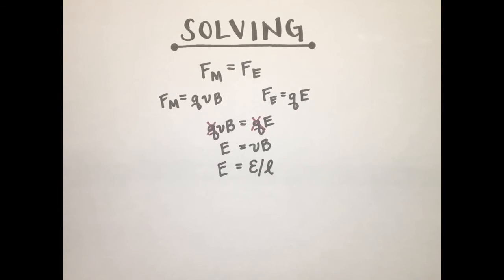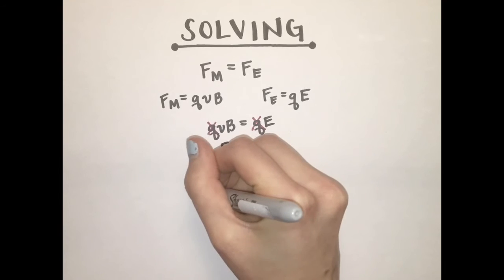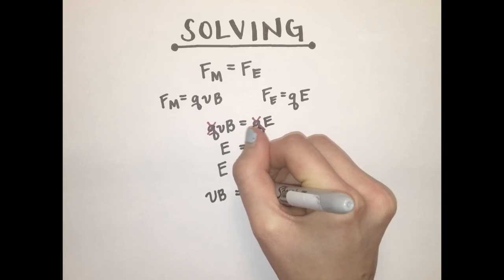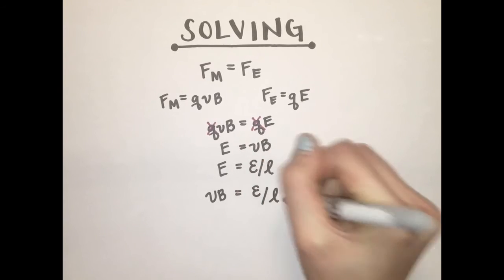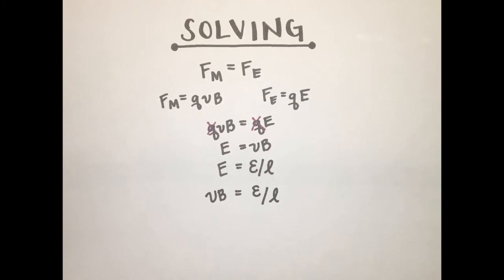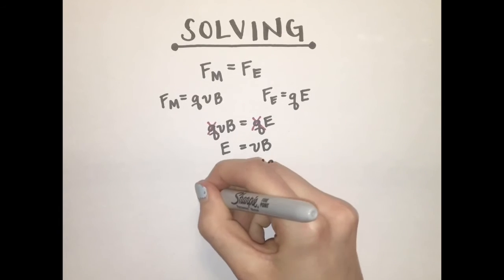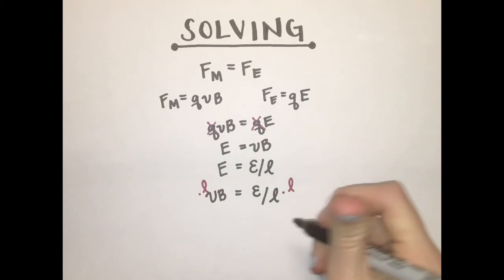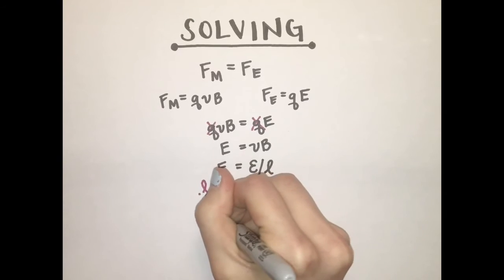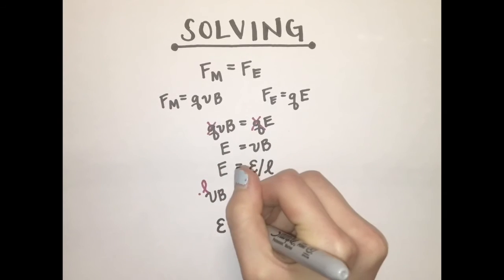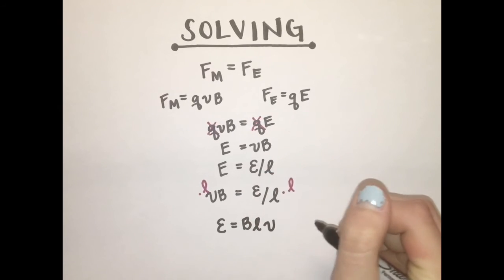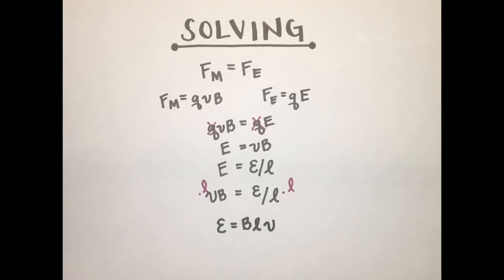Now, setting our two equations equal to each other, we get that epsilon over L equals V times B. And to solve for the Hall EMF, we can just multiply by L on both sides, and we get the equation epsilon equals BLV, or the Hall EMF is equal to the magnetic field times the width of the conductor times the velocity of the charge.